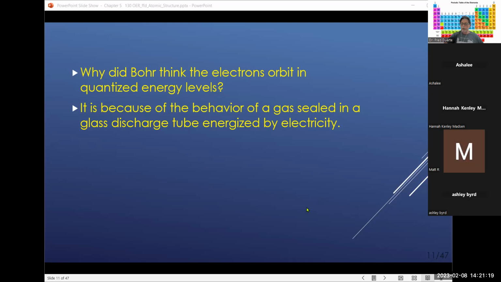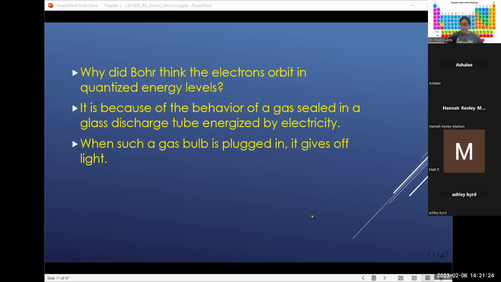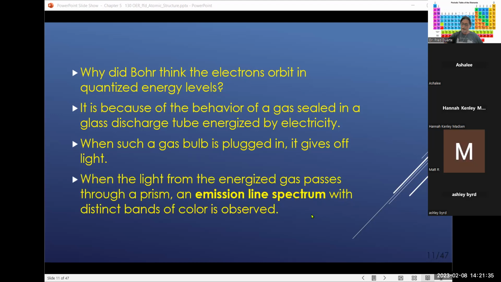So what he did, he was able to study these discharge tubes, basically fluorescent light bulbs, but they were filled with different gases and different materials. And he took that light that was emitted from these tubes and ran it through a prism. Now, what a prism does is take the light and break it up into the different wavelengths, much like a rainbow.